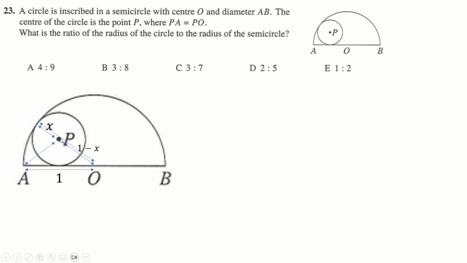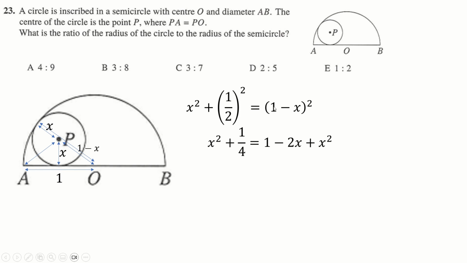Good. Now we can drop a radius down to the bottom here, which is also x, because of course the radius of the small circle is x. And now we can just do some Pythagoras. This length is a half by symmetry, so we can say x squared plus a half squared equals 1 minus x all squared. Do some expanding out. Remember, this is 1 minus x times 1 minus x. The x squareds cancel, which is nice.